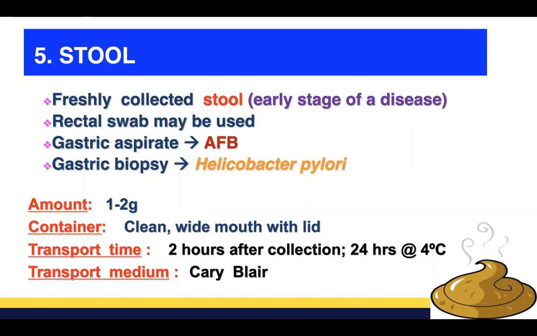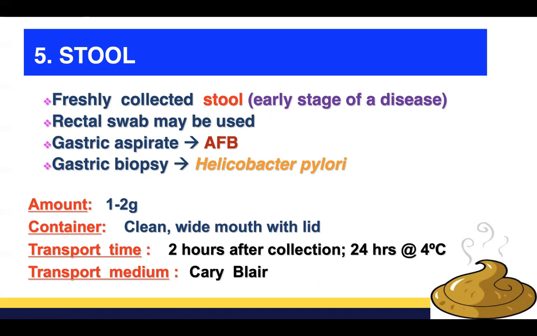Okay, and then apart from rectal swab and stool, if you'd like to isolate acid-fast bacilli from other specimens, aside from sputum, you can opt for gastric aspirate. And then if you'd like to isolate Helicobacter pylori, gastric biopsy would be the best specimen and not stool culture.